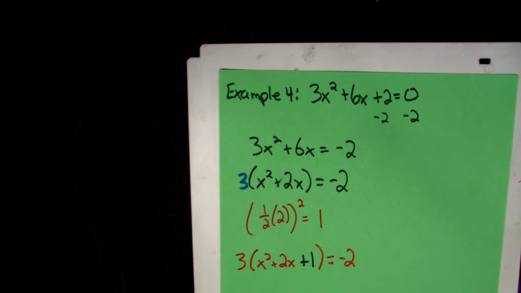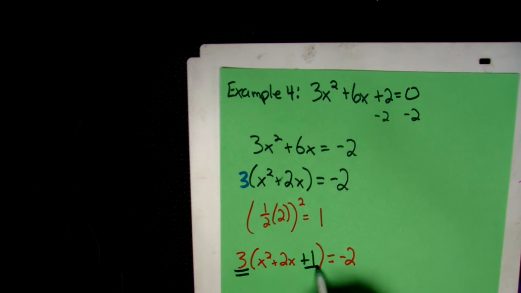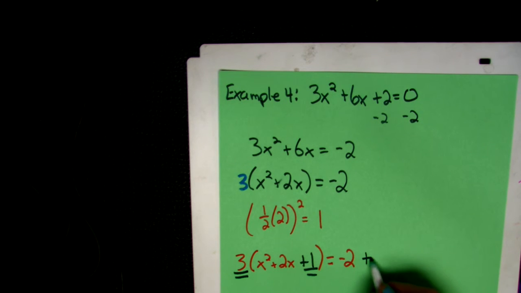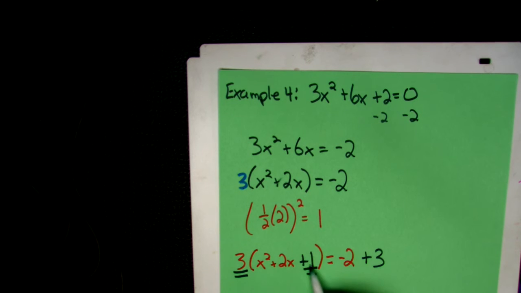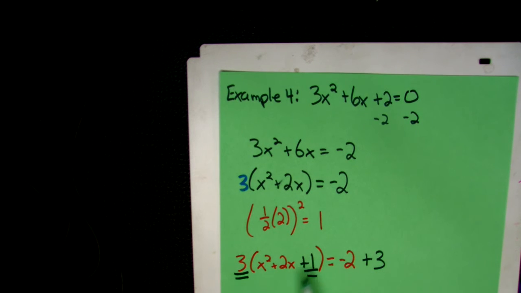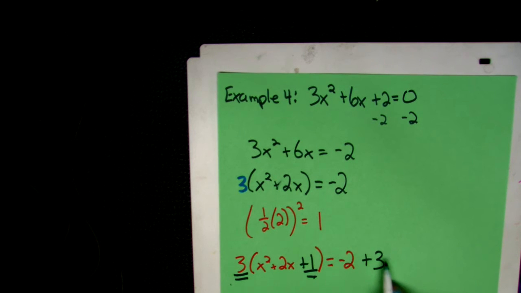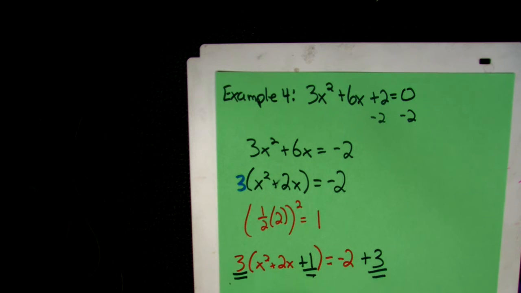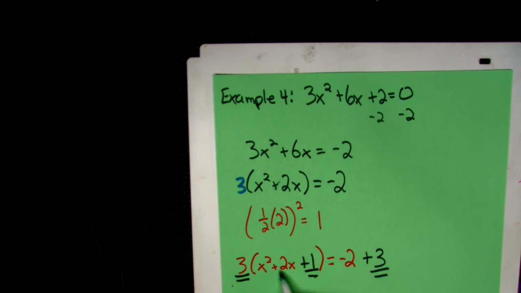equals -2. And I want to add 1, but I'm not just adding 1. This is actually 3 times 1. So I'm adding 3 to the right-hand side. I added 1 on the left-hand side, but I actually added 3 times 1. And 3 times 1 is 3. So that's how I got the 3 on the right-hand side. Okay, so now I'm ready to continue.